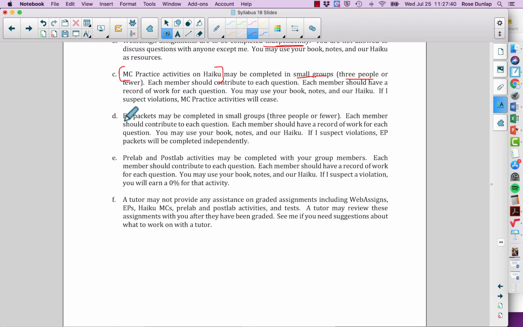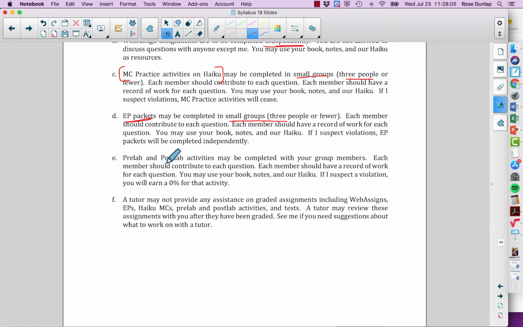EPs, so these are your free response packets. I don't know why I called them extra practice packets, and that's just stuck. And they may be, again, completed in small groups. Each member should contribute to each question, again. So again, everything in chemistry, when we say group work, means that everybody contributes to everything, okay?